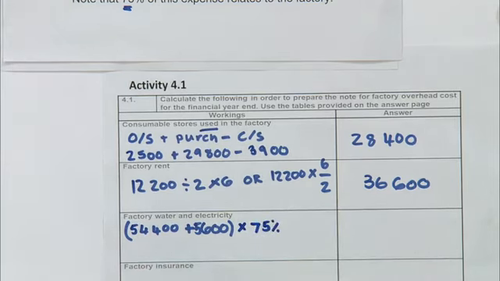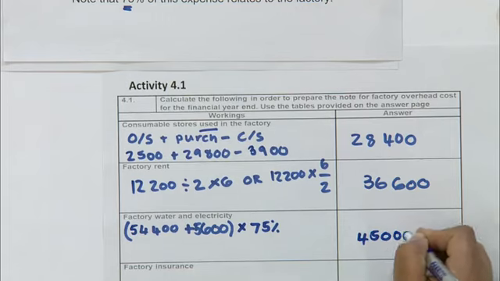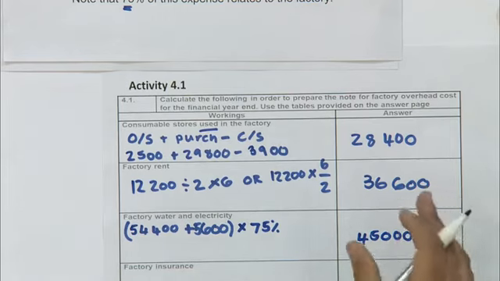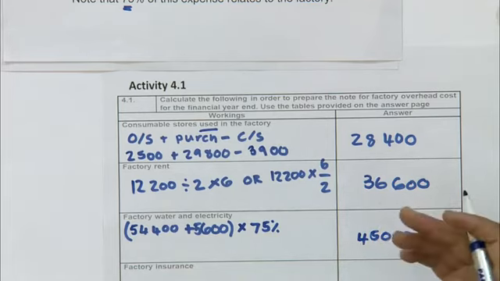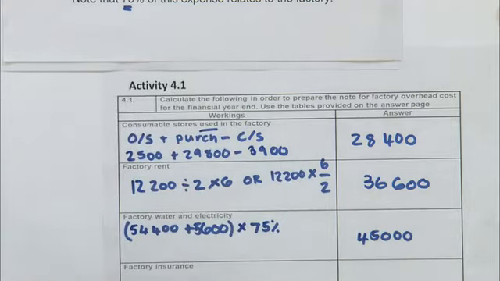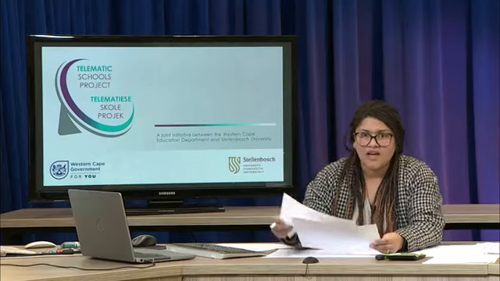And what you should get, grade 12s, is 45,000 Rand. And that will be water and electricity only for the factory. Right, let's move on to the next one, factory insurance. So we're going to look for the information regarding factory insurance. We're going to start with information C.